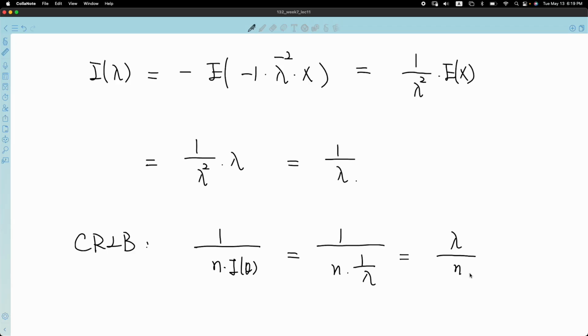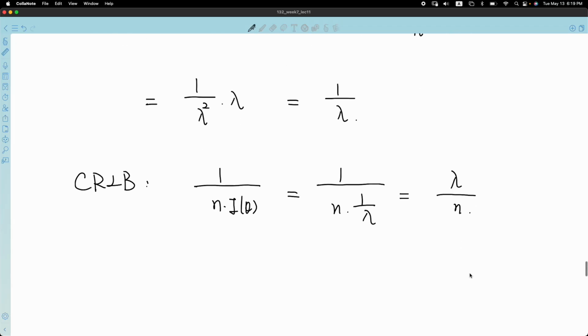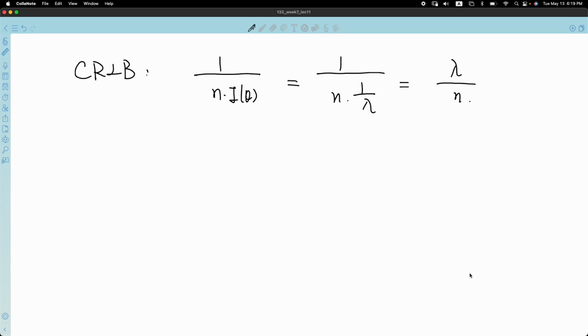What do we need to do next to check efficiency? The variance of the estimator, right? Yeah. Okay, so now I have the Cramer-Rao lower bound. We also need to calculate the variance of the estimator, the variance of the MLE here. If the variance is equal to that, that means our MLE estimator is an efficient estimator.